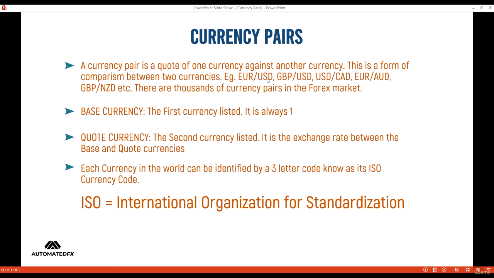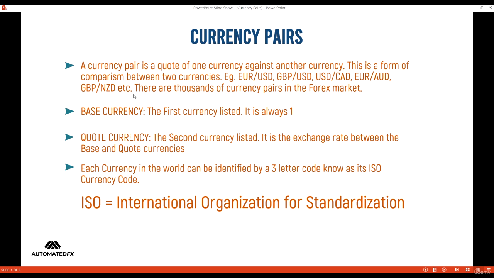This is EUR/USD, that's euro against the dollar. And then this is GBP/USD, that's the Great Britain pound against the US dollar. We have USD/CAD, the US dollar against the Canadian dollar. We have EUR/AUD, that's euro against the Australian dollar. We have GBP/NZD, that's the Great British pound against the New Zealand dollar. And we have a lot more currencies.